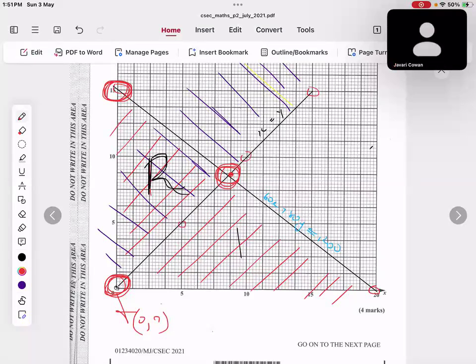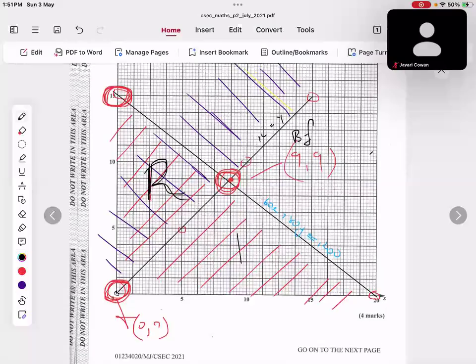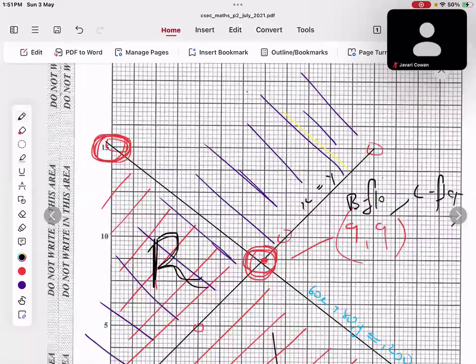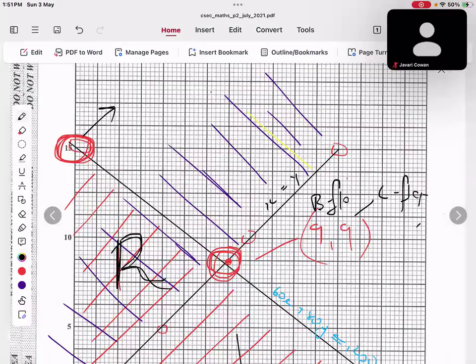9, 9. You are very correct. So what does this 9 mean? This 9 means that it's going to be 9 B flow and 9 C flex. And then up here would be what? 0, 15. No B flow and 15 C flex.